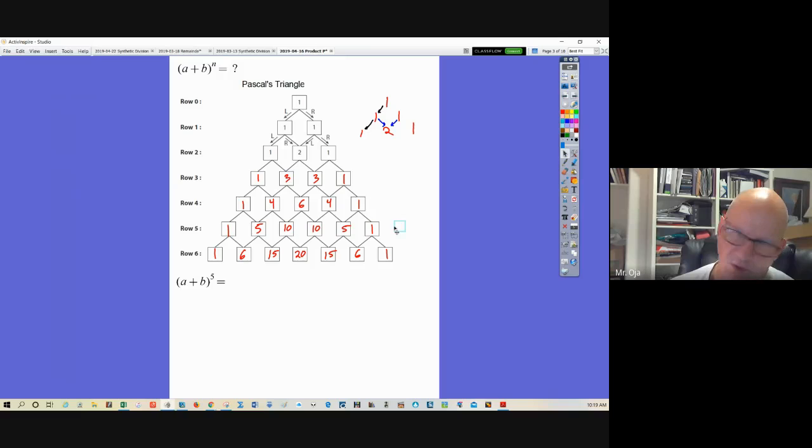Okay, now what does it mean, though? That's the next issue. What does it mean? Okay, so we call this top one row 0. The next one is row 1. The next one is row 2, etc., all the way down, okay? So the number of the row is telling us the value of the exponent.